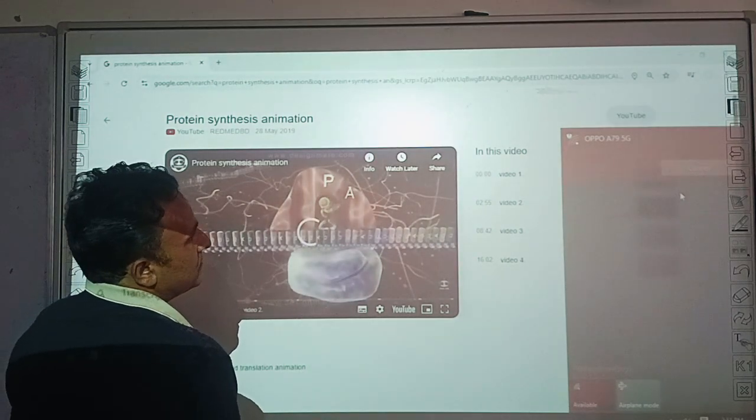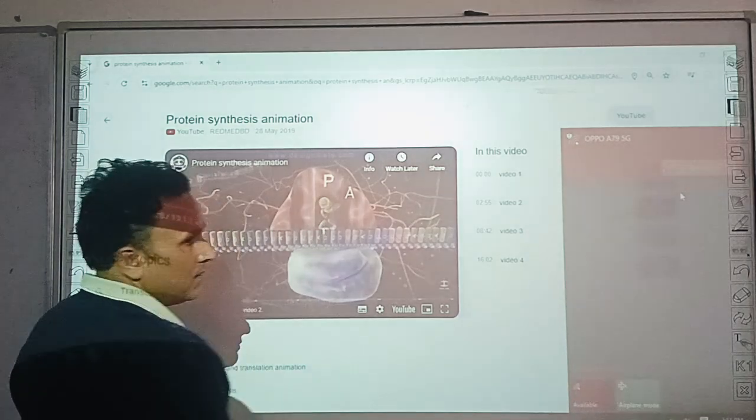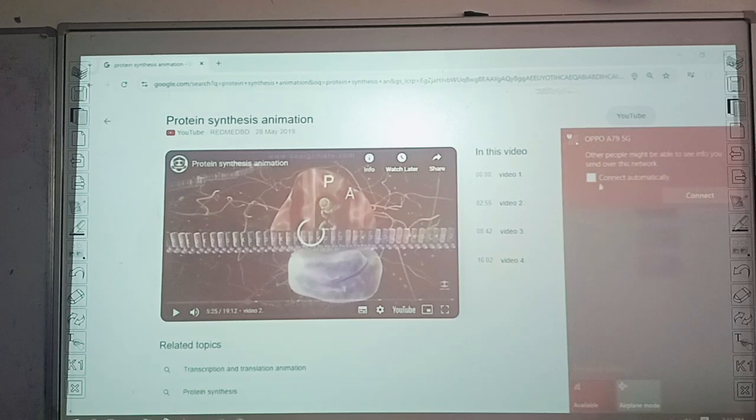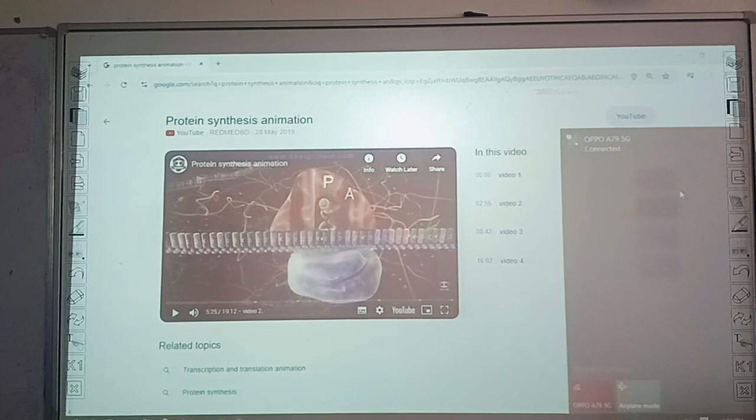Can't connect to this net. Hey, we should have a message back. Something in network. Flight mode is operating. Flight mode. Okay, fine, quickly net on, now just connect.